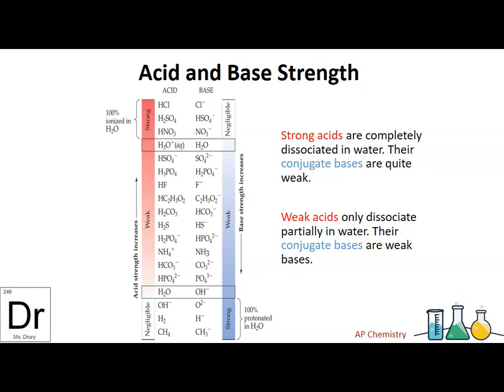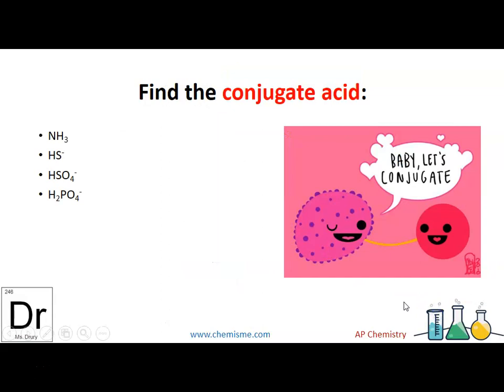And their conjugate bases are also probably weak bases. So finding a conjugate acid is not that bad. What you have here are bases, or maybe amphiprotic things. And if it becomes an acid, it has to have more hydrogens than it started with. So to gain a hydrogen ion, NH3 becomes NH4+.